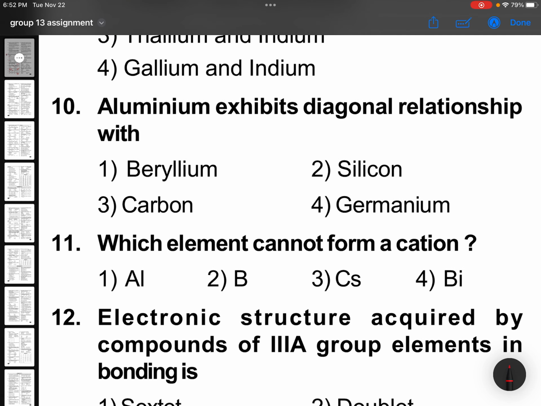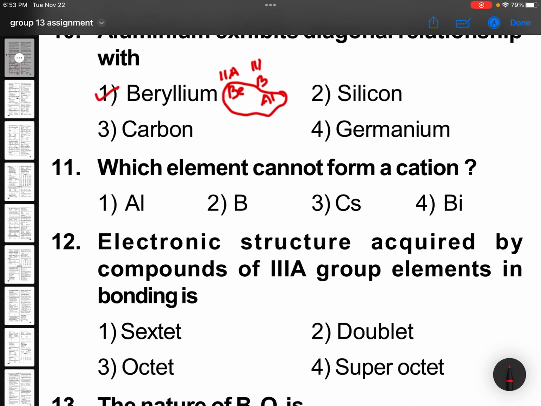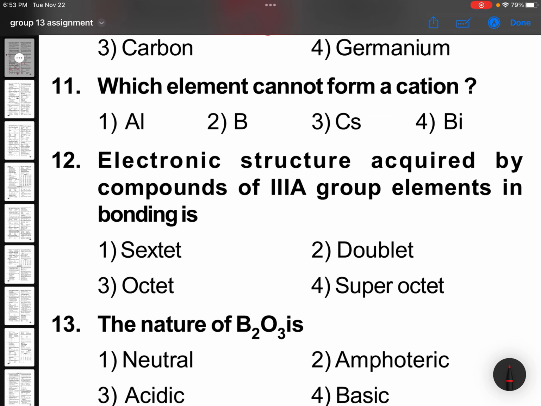Aluminium exhibits a diagonal relationship with beryllium. Beryllium is a second A group element, and among the third A group elements, aluminium. These will have a diagonal relation. Which element cannot form a cation? Obviously boron. Non-metals cannot form cations.